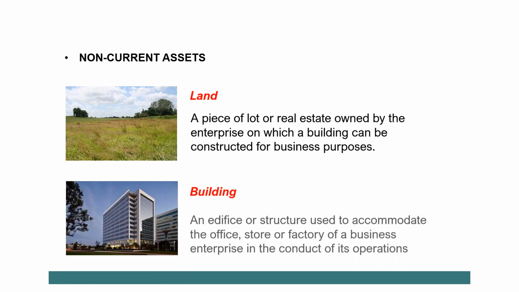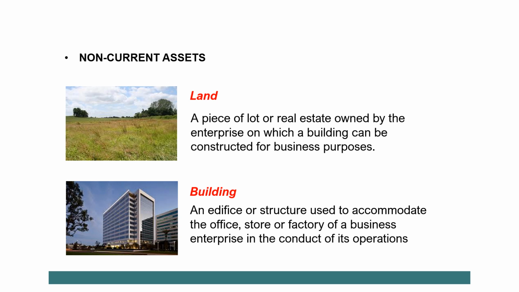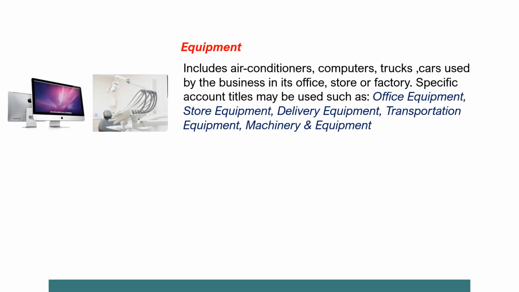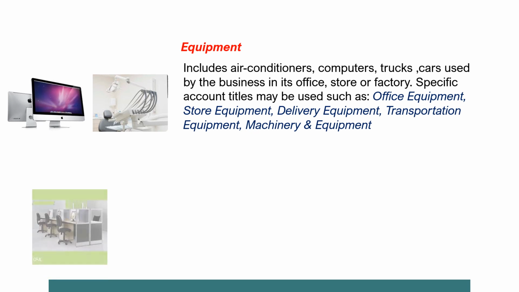We also have building. This is an edifice or structure used to accommodate the office, store, or factory of a business enterprise in the conduct of its operations. We also have equipment. It includes air conditioners, computers, trucks, and cars used by the business in its office, store, or factory. The business may also use specific account titles for equipment, for example, office equipment, store equipment, delivery equipment, transportation equipment, and machinery and equipment.